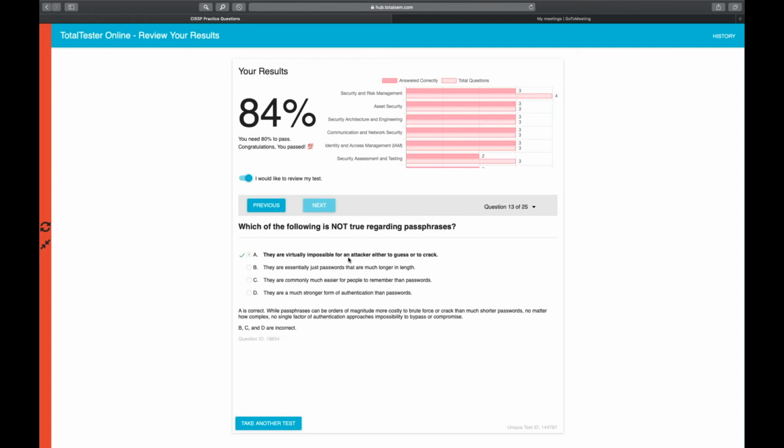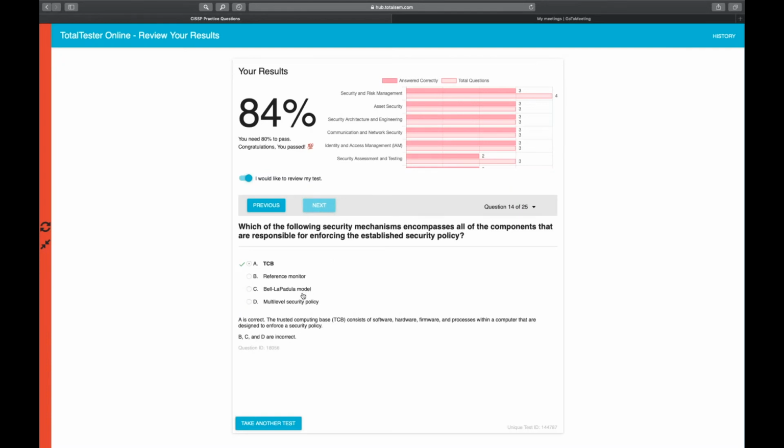Not true regarding a passphrase. While a passphrase can be orders of magnitude more costly to brute force or crack than much shorter passwords, no matter how complex, no single factor of authentication approaches impossibility to bypass or compromise. You need dual factor, multi-factor.